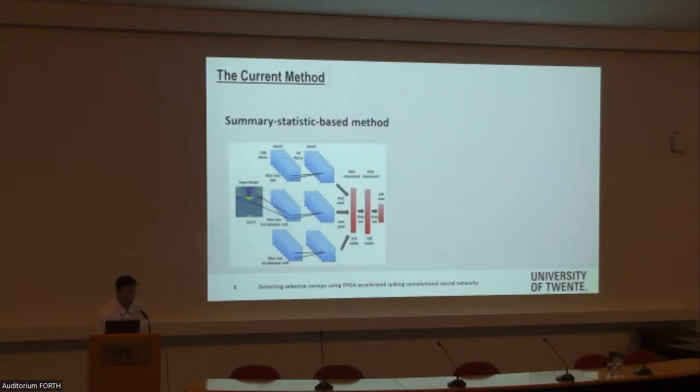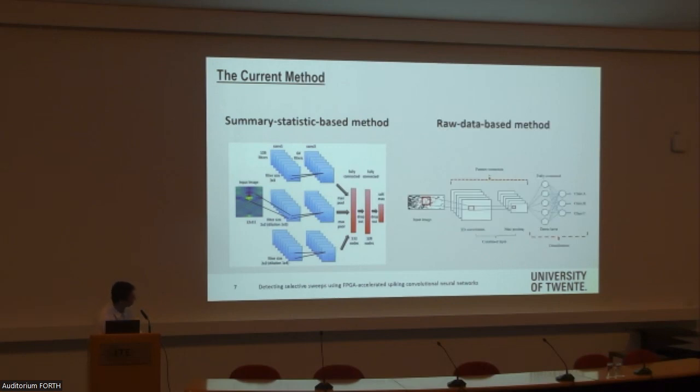The current methods based on deep learning to detect positive selection are mainly of two kinds. First, the summary statistic based methods, which calculate the summary statistics and then convert them into colorful images to feed a CNN or other deep learning method to do classification. And the other is the raw data based methods. They directly apply AI methods on the raw genetic data to do the classification.